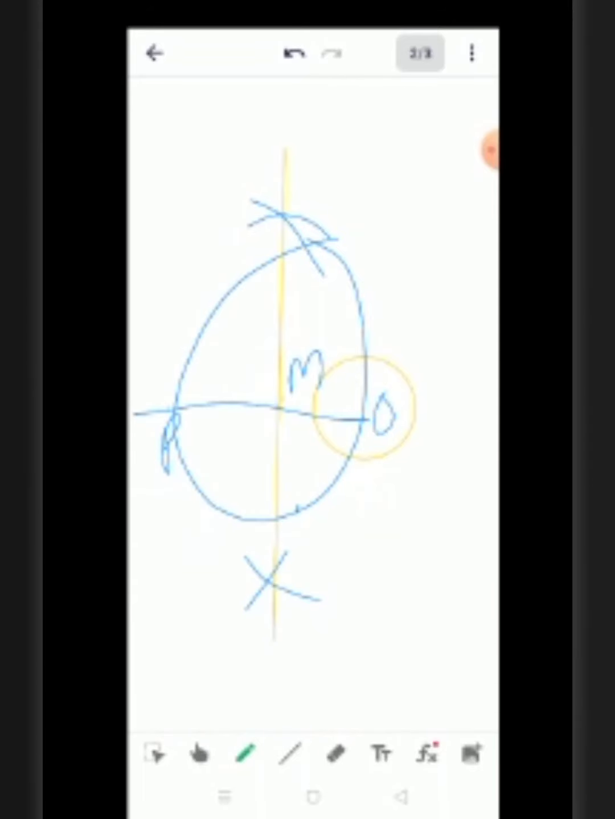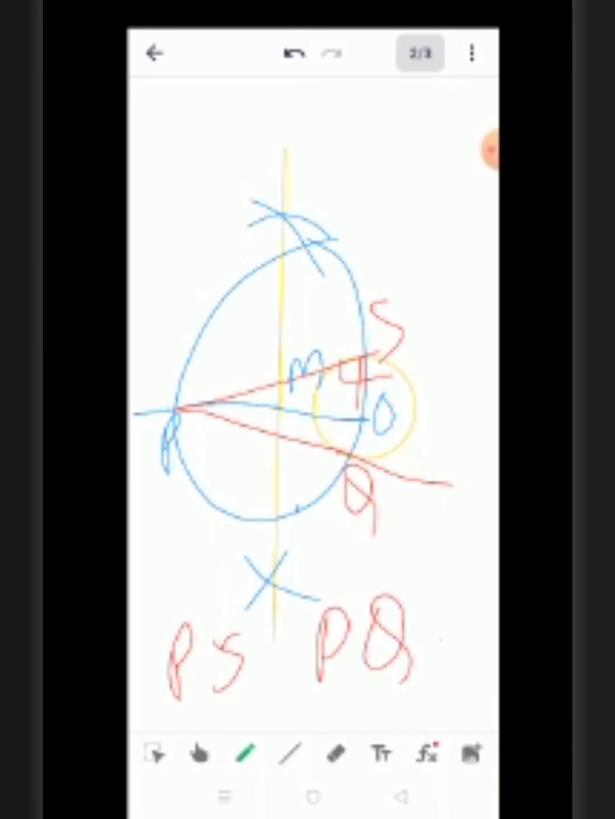Now you join your P to that portion where this bigger circle is intersecting the smaller circle, on both sides. After that, you will get that this is 90 degrees. Then the tangents required here are, you name this point as O, O has already been named earlier, right? So you name this point as P and this point is Q. P is also named earlier. So PS and PQ are the required tangents. Okay, so this is the step.